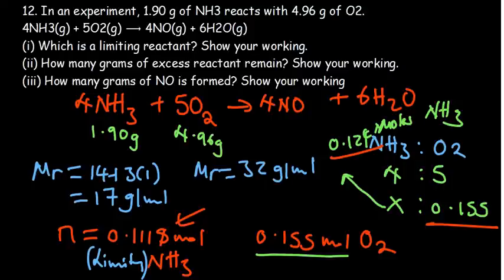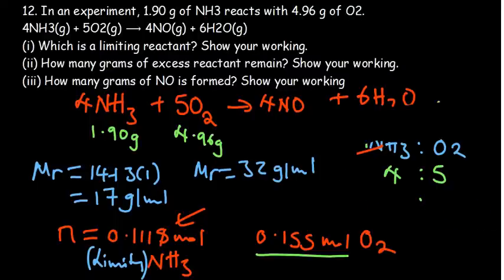Alternatively, if we wanted, we could have used the number of moles of ammonia. I put 0.1118 there, and then I cross and multiply to find the value of y. 0.1118 times 5 divided by 4. So the value that I'm getting of y is 0.139.